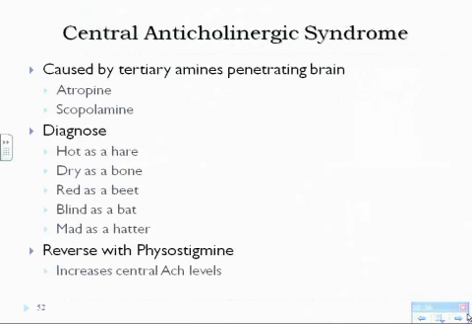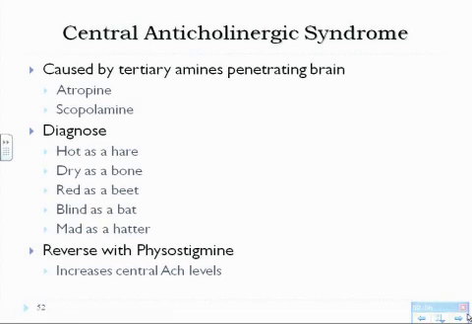You also can have what's called the central anticholinergic syndrome, okay? And that's when tertiary amines actually penetrate into the brain. So when you give your anticholinergic with your drug, when you give atropine, it actually may cause a problem, okay? If you're giving scopolamine for sedation or for postoperative nausea and vomiting, you may also have a problem.